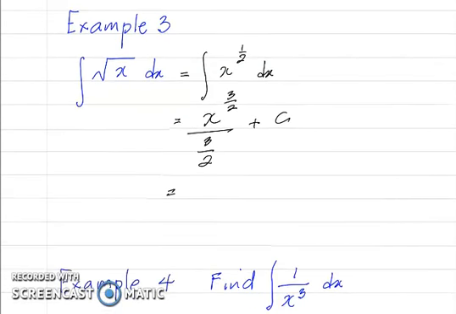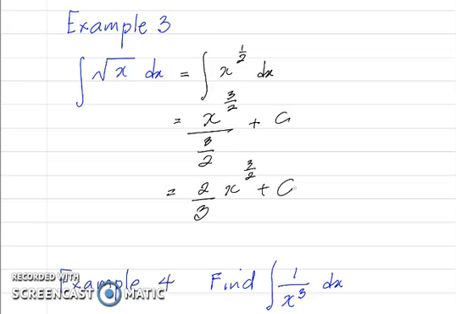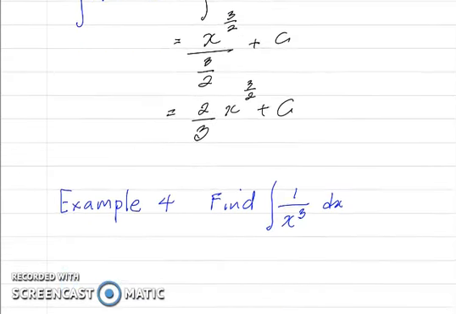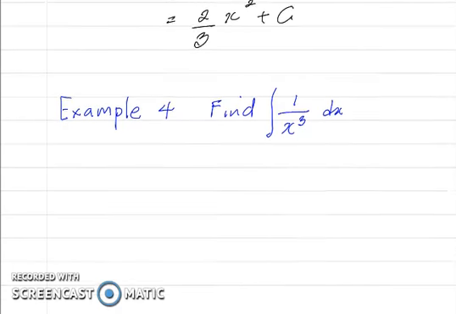Now, dividing by 3 over 2 is the same as multiplying by 2 over 3. When you divide by a fraction, you change the division sign to multiplication and invert the fraction. So it's multiplying by 2 over 3. So this is 2 over 3 times x to the 3 over 2, which is the new power, plus c, which is the constant of integration. All right, one more of that form.